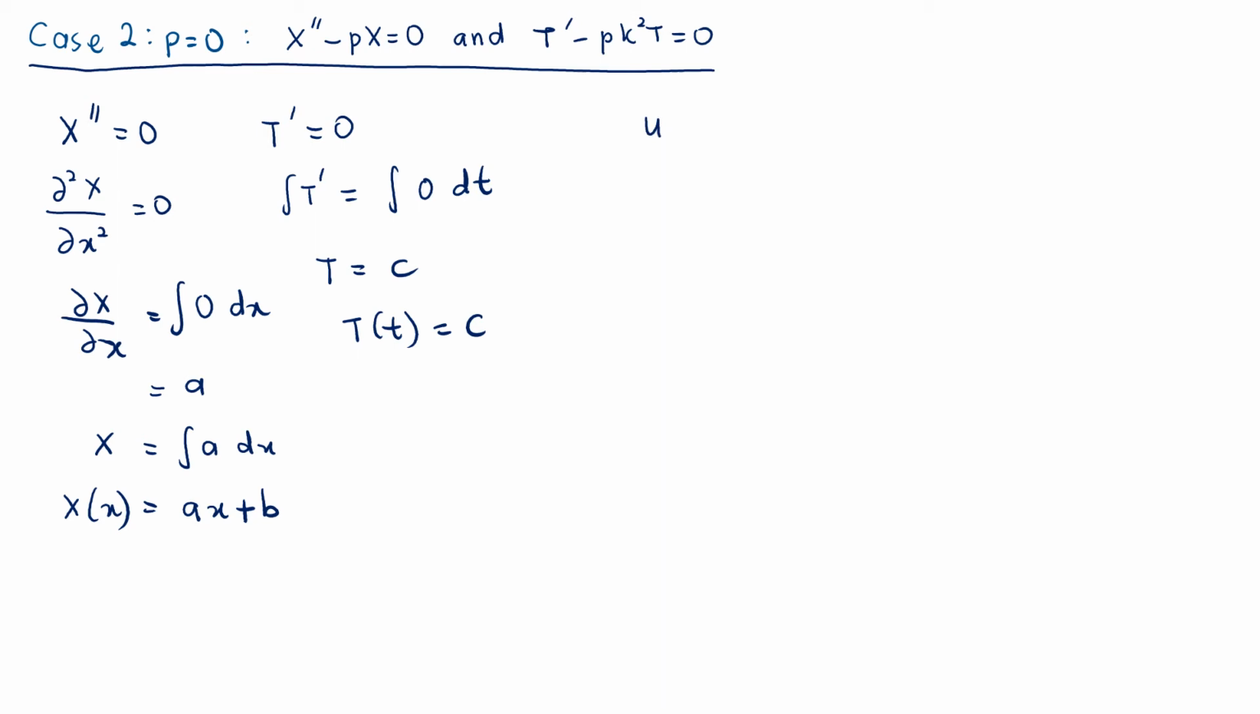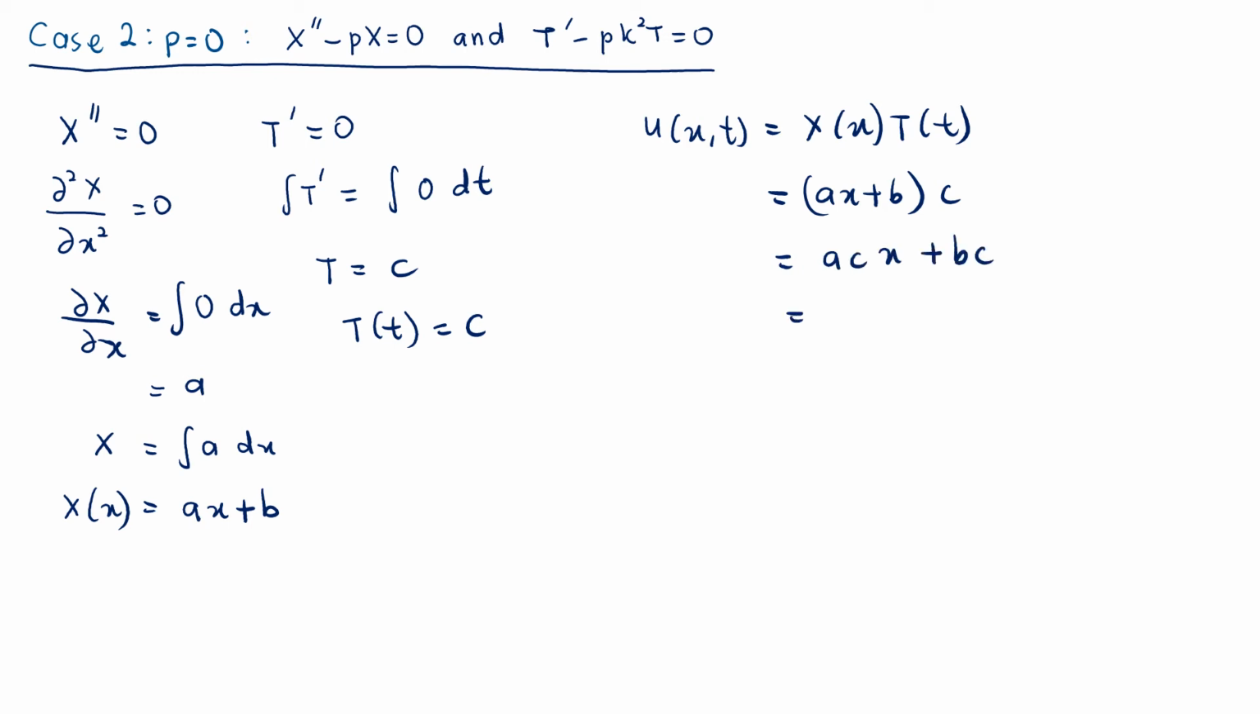The next step is taking u of x and t, which is the multiplication of x and t, and this is equal to ax plus b times t, which is c, and we get acx plus bc. Or we can represent ac and bc as fx plus g, where f is equal to ac and g is equal to bc.